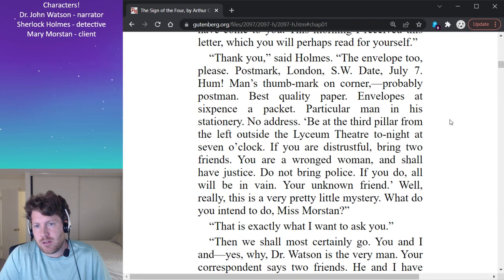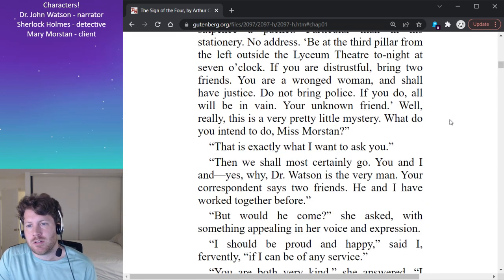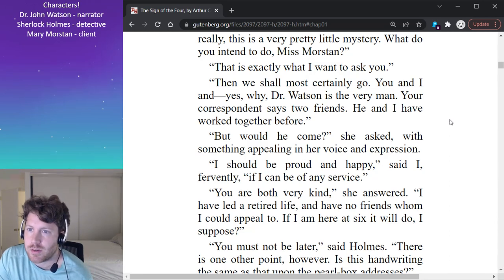Be at the 3rd pillar from the left, outside the Lyceum Theatre tonight at 7 o'clock. If you are distrustful, bring 2 friends. You are a wronged woman and shall have justice. Do not bring police. If you do, all will be in vain. Your unknown friend." "Well, really, this is a very pretty little mystery. What do you intend to do, Miss Morstan?" "That is exactly what I want to ask you."